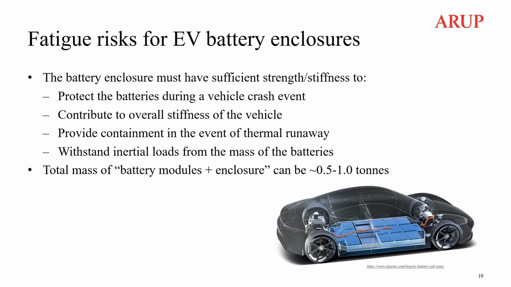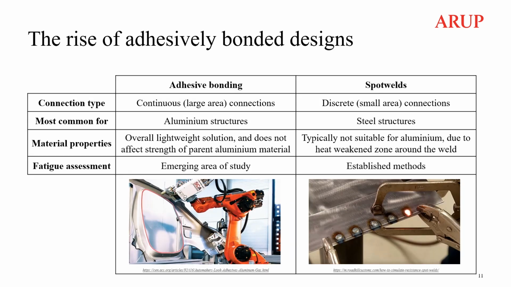The total mass of the battery modules plus enclosure can typically be in the range of 0.5 to a ton, which can be around 25% of the total vehicle mass, so very significant. The connections on lightweight aluminium structures can be welded, bolted, or fixed with adhesive bonds.